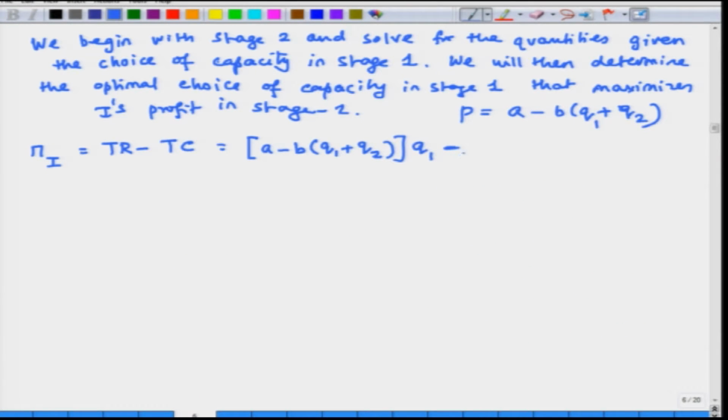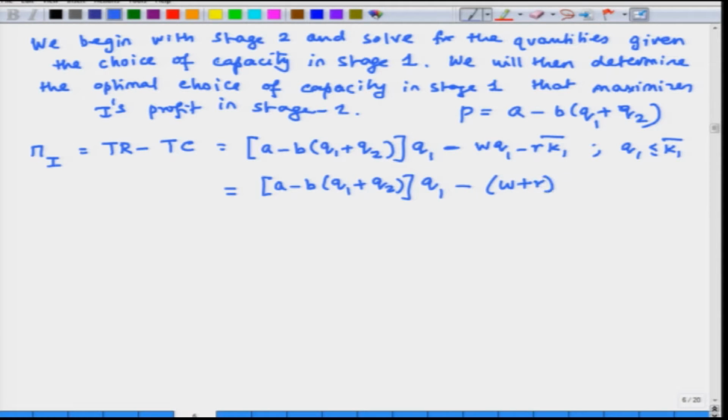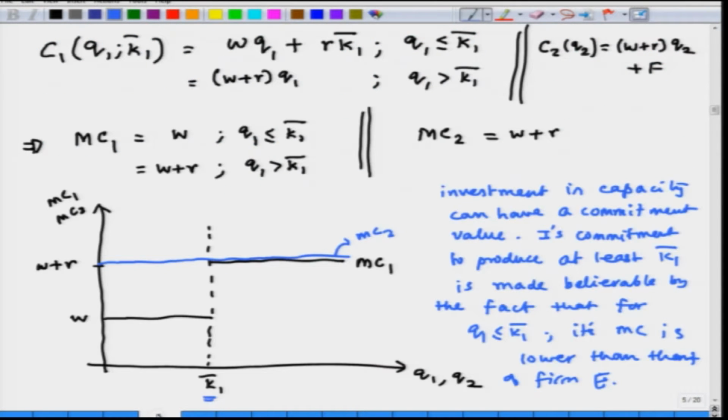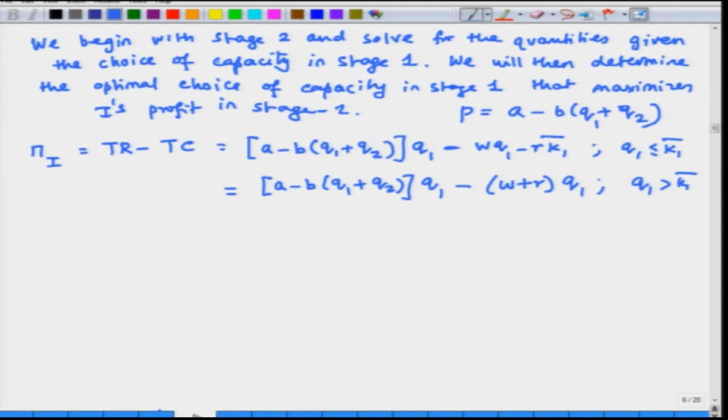So, the total cost is either W Q1 minus R K1 bar for Q1 less than or equal to K1 bar, or the profit is going to be A minus B times Q1 plus Q2 times Q1 minus W plus R times Q1 when Q1 is greater than K1 bar, because notice that is what the cost is when the output is greater than K1 bar.